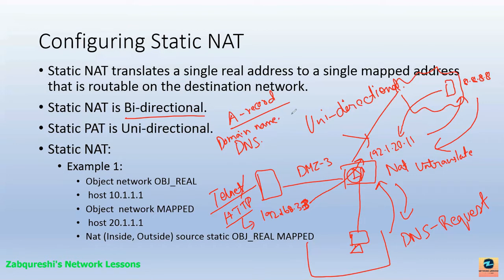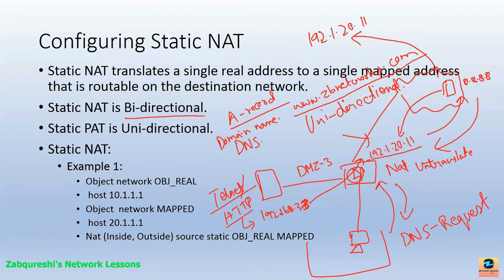Okay. So for example, we register that IP address with the domain name of www.zbnetworks.com, right? And once the DNS request is received and this A record is read, then zbnetworks gets translated into 192.1.20.11. Okay, and now the public server has this IP, and it goes to that IP, and once it is hit on this ASA on the outside interface, it checks the translation table, and it checks the rules as well, if it's allowed or not.